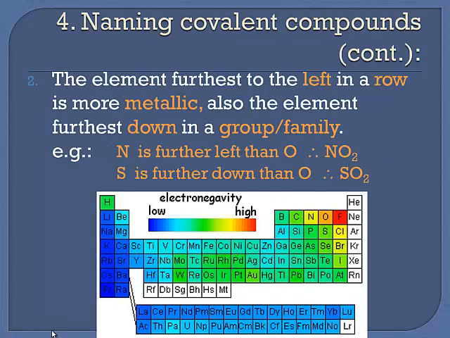Generally, as a trend, what we see is the element further to the left in a row is more metallic, so it would go first. Also, the element further down in a group or family is less electronegative, more metallic, and so it would go first. So when we look at a compound containing nitrogen and oxygen, the nitrogen is further to the left than the oxygen, and so it would go first, for example, in nitrogen dioxide. In contrast to that, when we look at a compound containing sulfur and oxygen, sulfur is further down the table than oxygen, and so it would be listed first.